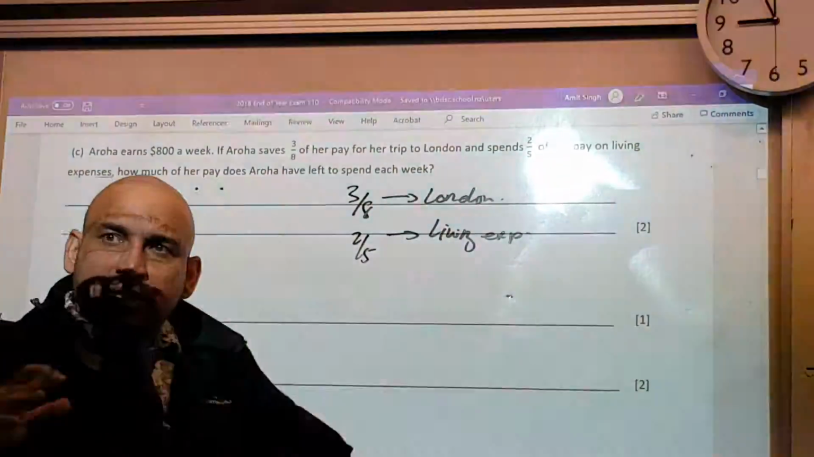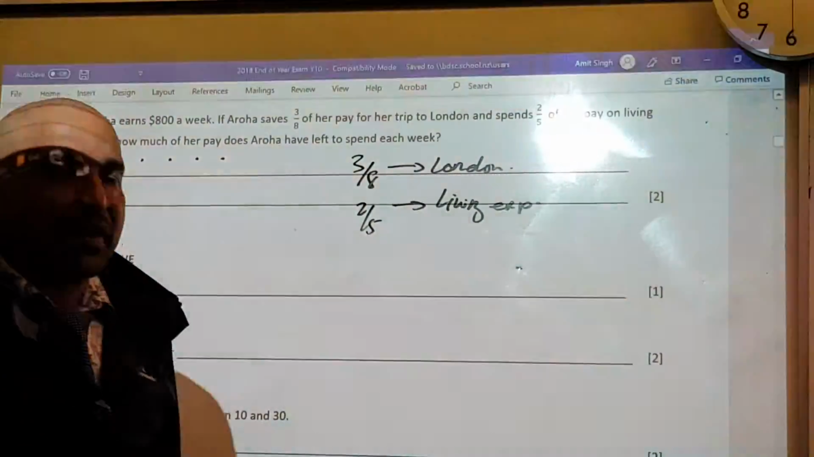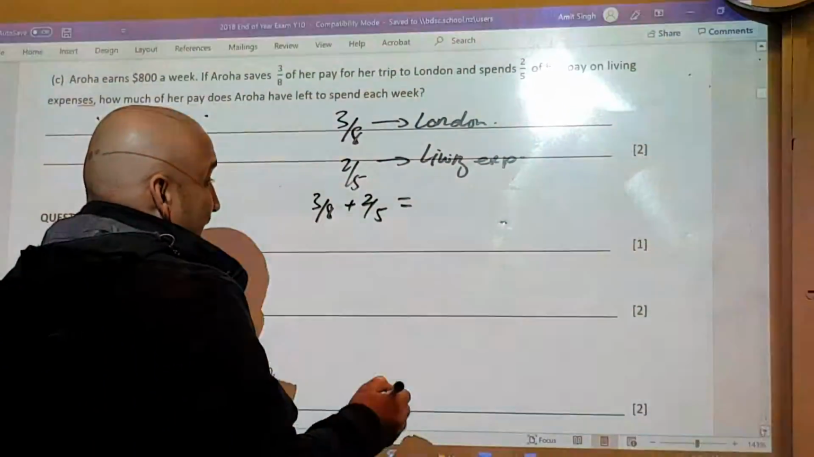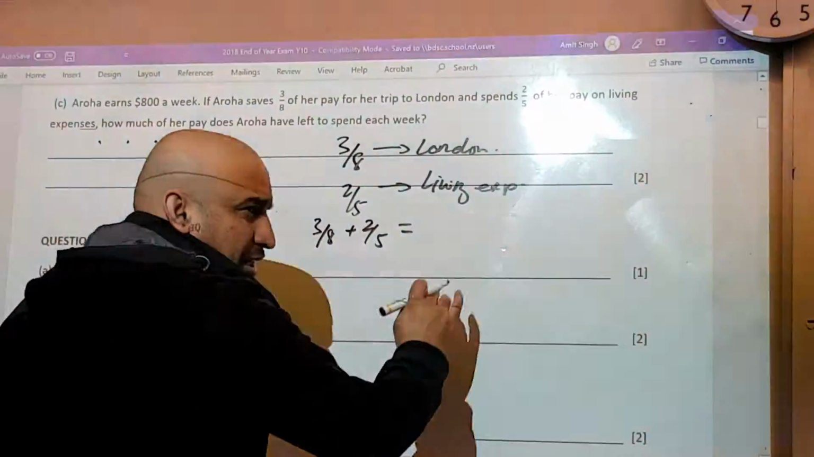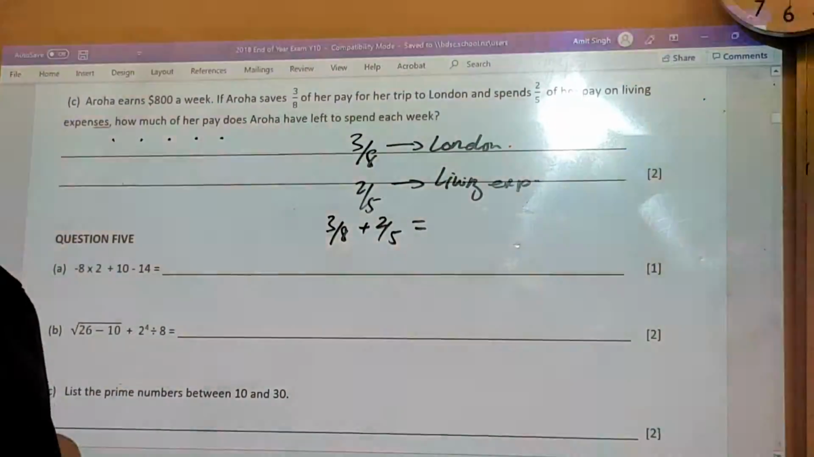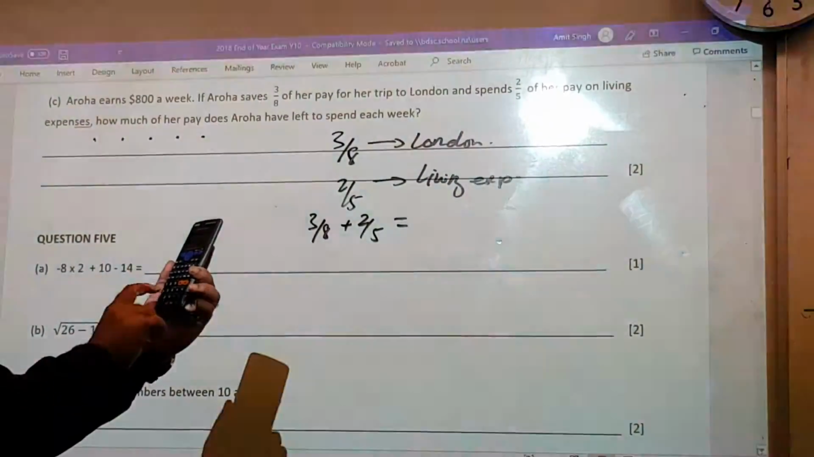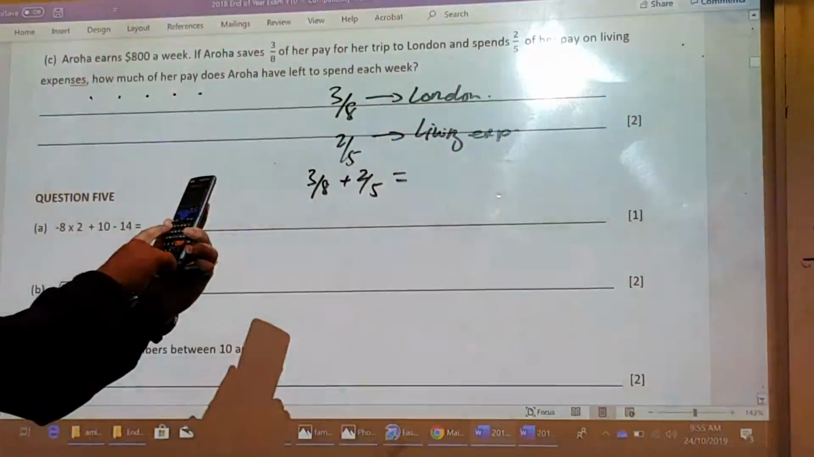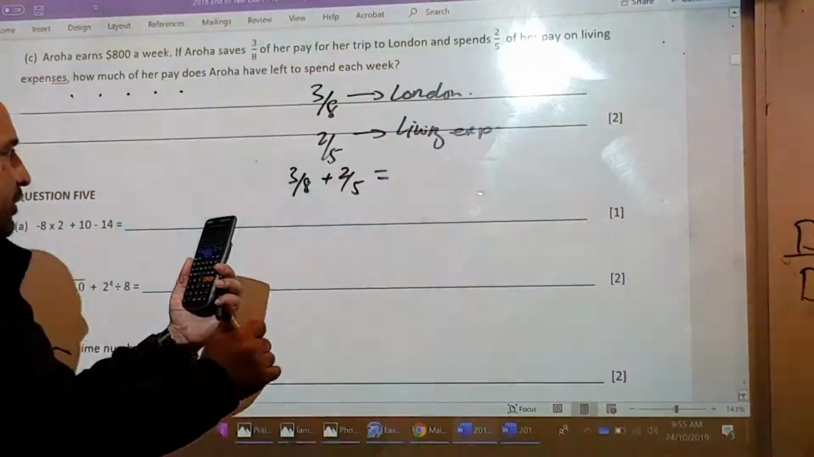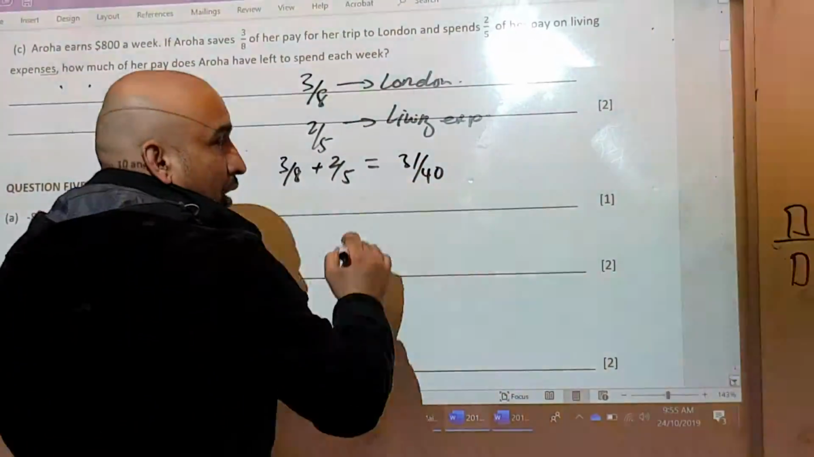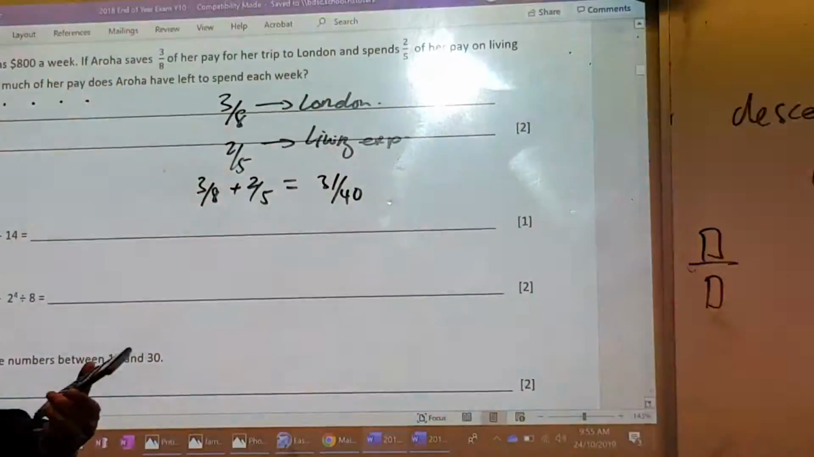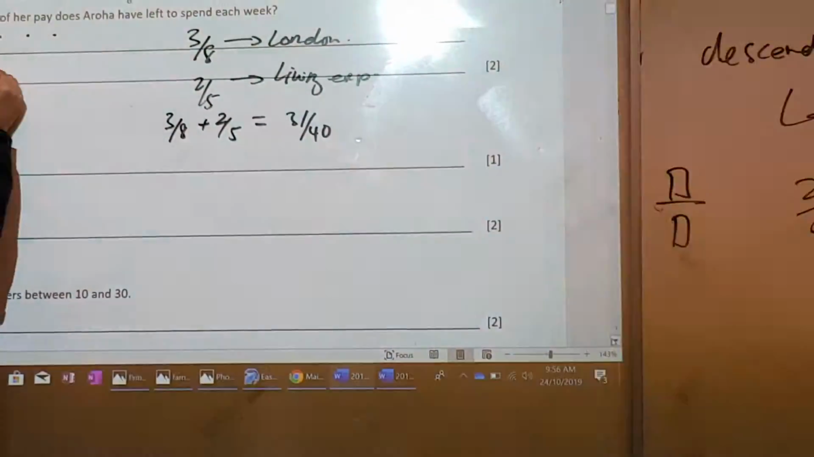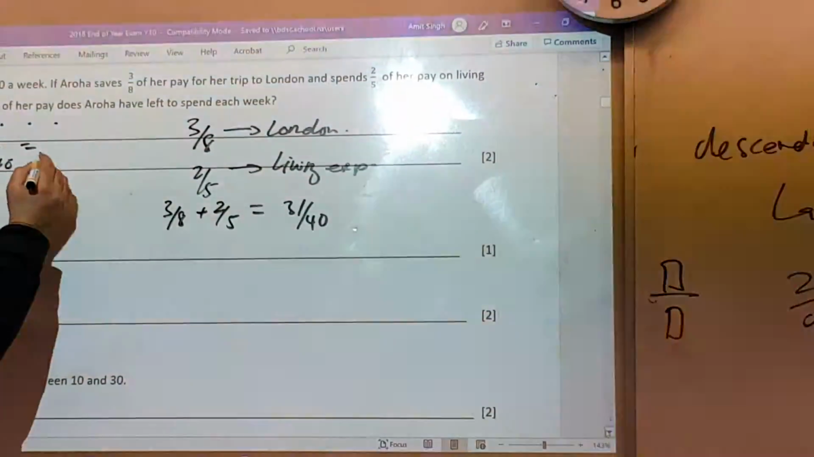So let's see how much she will spend altogether. She spends 3/8 plus 2/5 on living expenses and the London trip. What is the fraction she spends altogether? 3 ABC 8 plus 2 ABC 5 gives you 31 over 40. Now 31 over 40 is spent altogether. How much is left? 1 take away 31 over 40, which will be 9 over 40.